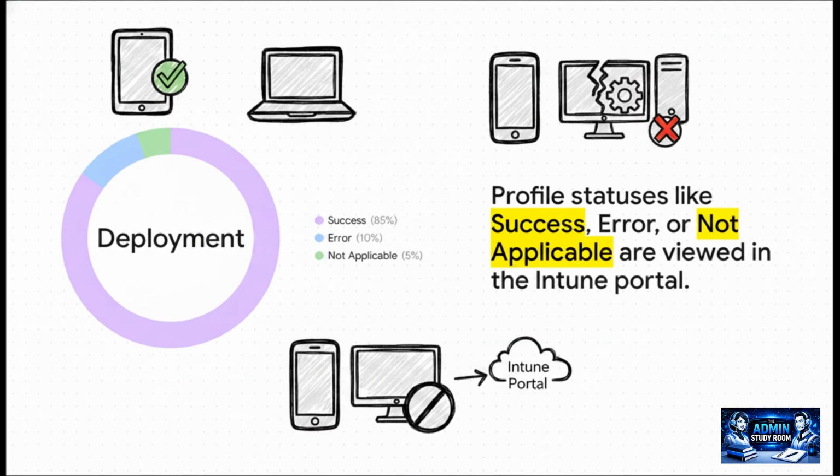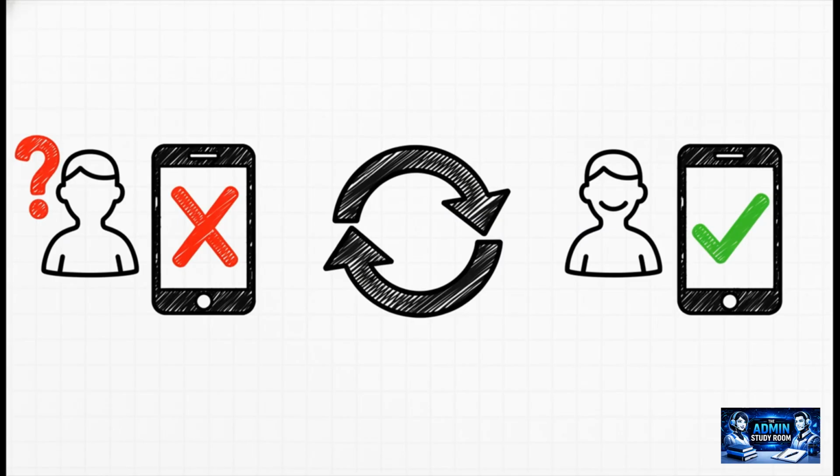Okay, here's a classic scenario, both in the real world and on the exam. A user calls you up and says, hey, I still don't have that new setting you pushed out an hour ago. What's your very first move? Before you start digging through logs, remember that devices check in on a schedule. Your first step should almost always be to just force a device sync. Either you do it from the portal or you walk the user through doing it on their end. It solves the problem more often than you think.